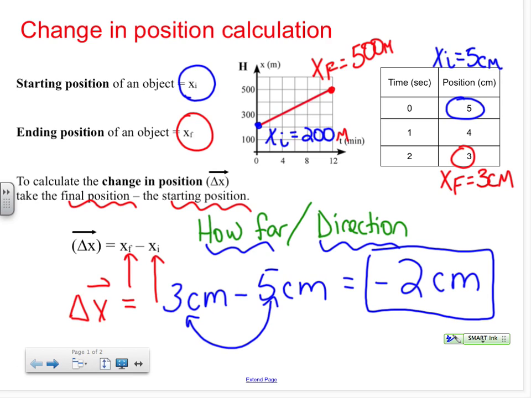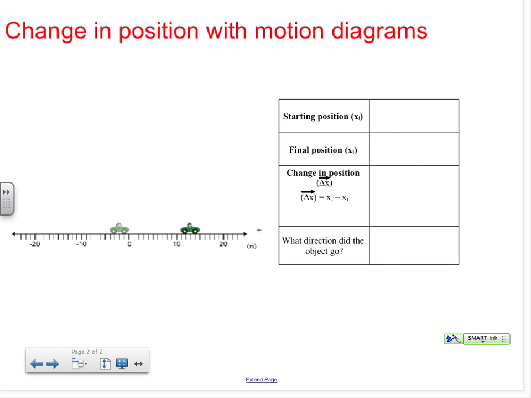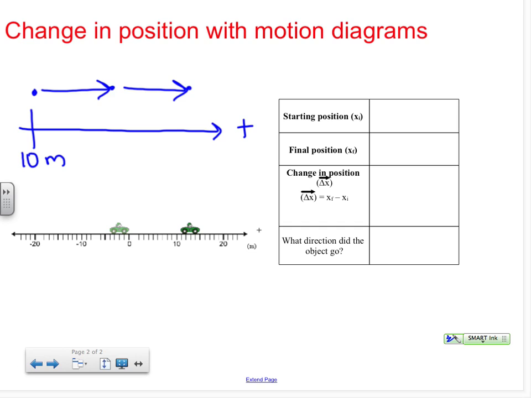Now, we can do the same thing on a motion diagram. We can also do the same thing on a picture. So let me show this. Let's start with the motion diagram first. So let me make a motion diagram. I'm defining my positive direction at the end of my arrow. And I'm going to say my starting position, I don't know, I'm going to make up a number, 10 meters. And we'll say it goes pretty fast for a couple time intervals. Okay? And it is a constant velocity. I'm trying to draw those to be the same size. And let's say its ending position here is 20 meters.